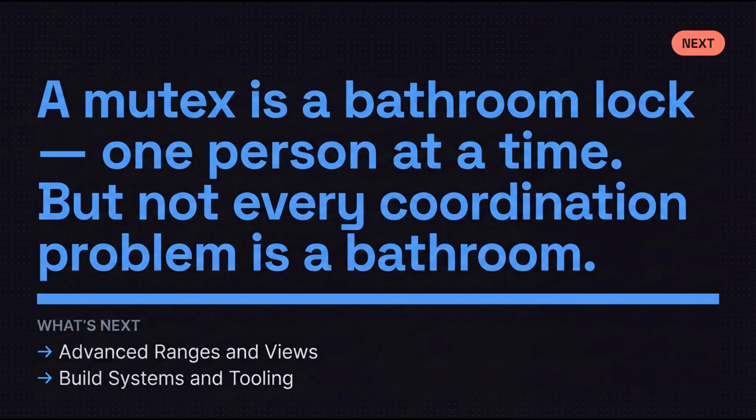For next topics, continue with advanced ranges and views to learn how to compose lazy sequence operations with the ranges library. Then, build systems and tooling for CMake, package management, and project structure. You now have the full synchronization toolkit. Use the right tool for each job.